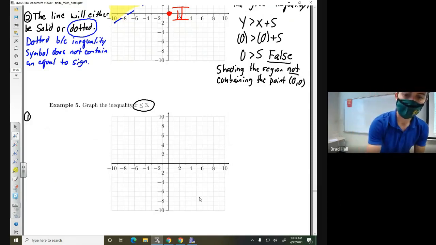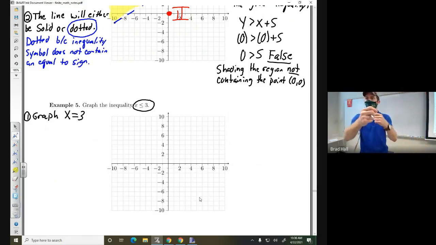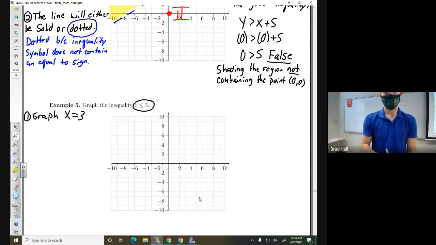So the first step is to graph x is equal to 3. I took out the inequality and put an equal sign. We are graphing the underlying equality here. That one's kind of weird. How do you graph x is equal to 3? Well, there's no y value, which means there's not going to be a slope. When there's no slope, that means the slope is undefined. So in other words, this is a vertical line whenever you have x is equal to a number.